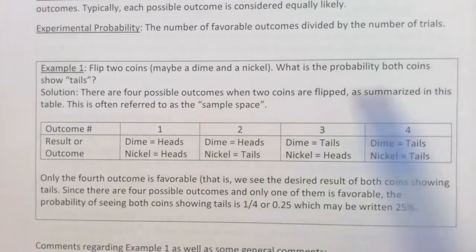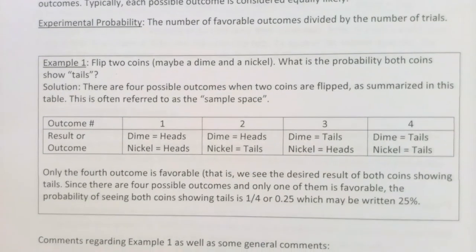We want to see both tails. Apparently today we are fascinated with flipping coins and seeing tails. Well, there's only one way that can turn out. So out of the four possibilities, only one of these is favorable to us. So we divide these, we go 1 divided by 4 and get either 1/4 or 0.25, or you can write this as 25%. That's one example of theoretical probability.